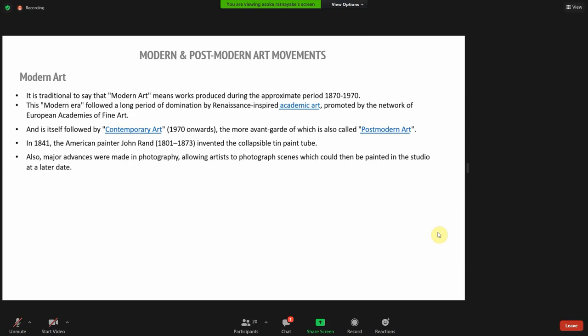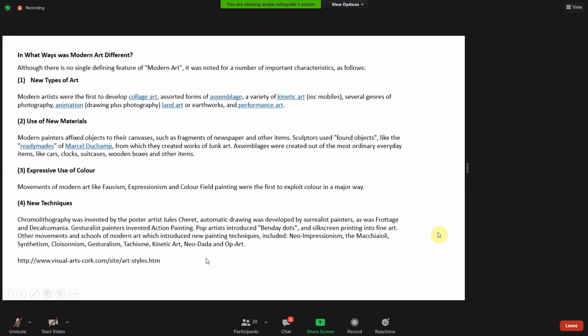And the other major advance was made in photography, allowing artists to photograph scenes which could be painted in the studio at a later date. And here, in what ways modern art was different, I will read out this. Although there is no single defining feature of modern art, it was noted for a number of important characteristics as follows. One is new types of art.